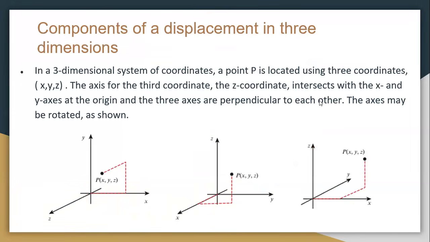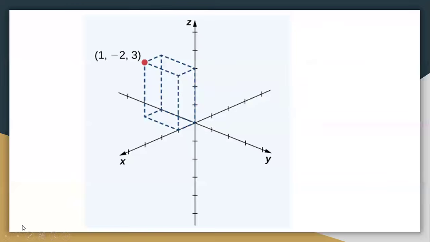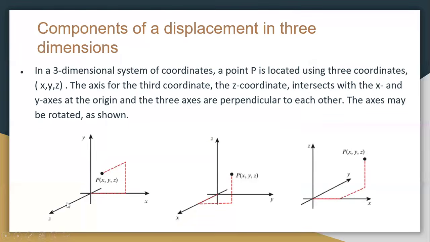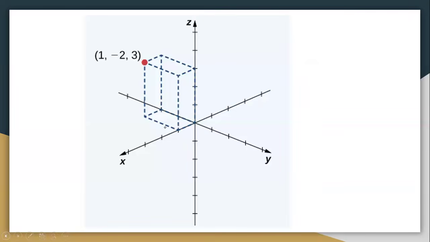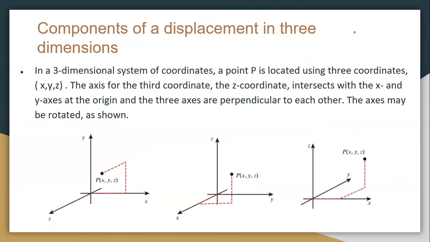Now, what about in 3-dimension? In 3-dimension, it is still the same thing. We also move in the same way, but here we move x, we move y, we move z. But always, we must first check how our axes have been labeled.